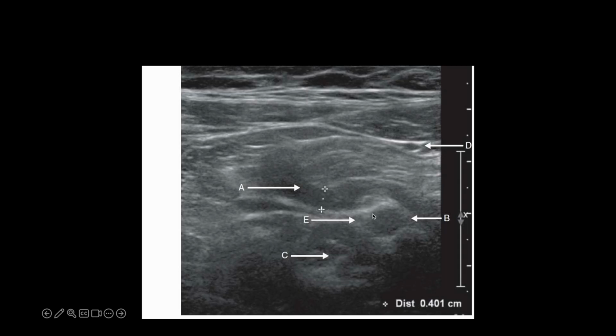Just next to the appendix posteriorly, you've got the divisions of the iliac arteries. So B actually is the right external iliac artery. It says right femoral artery, but I don't think we're at the level of past the inguinal ligament at this stage, so it's actually quite difficult to say. So I would just go with external iliac.